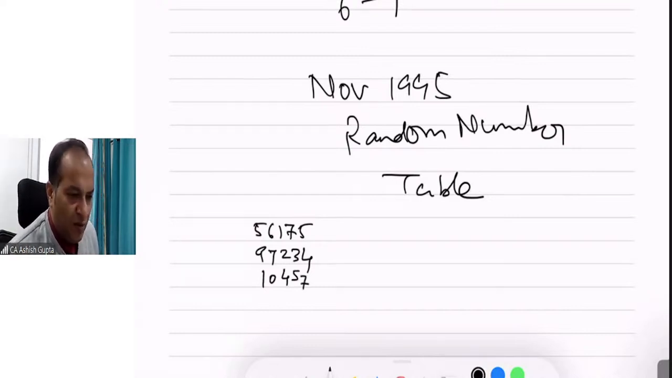So at that time, see, now the trend has changed. There are no tables provided in your examination. So of course, in the question the random number will be provided to you. If nothing has been provided, then take a random number on your own. You will be awarded the marks for the same. You don't have to worry about it. It has not been provided.